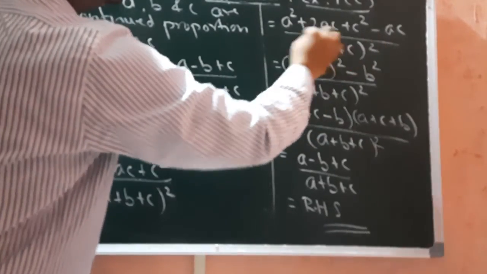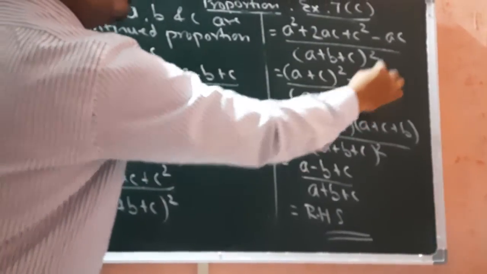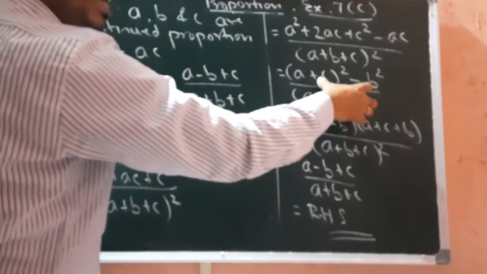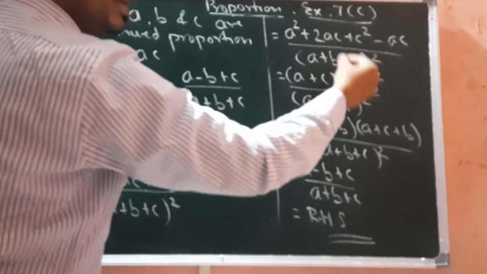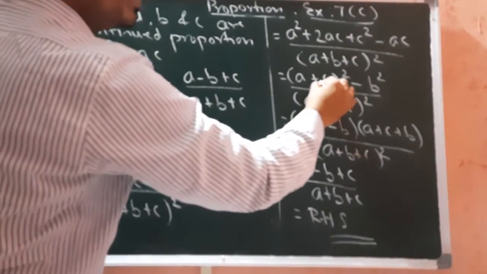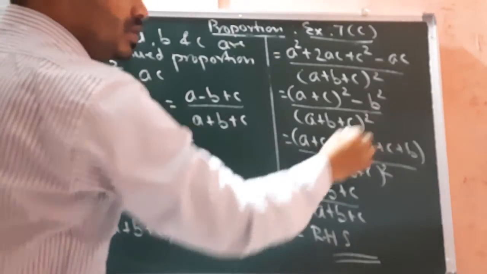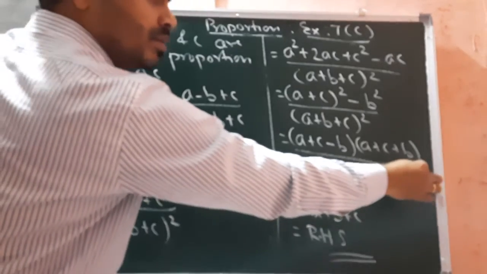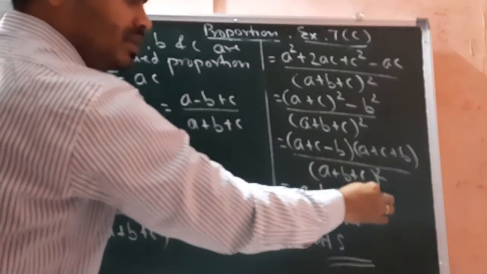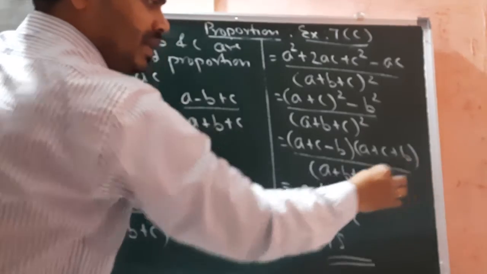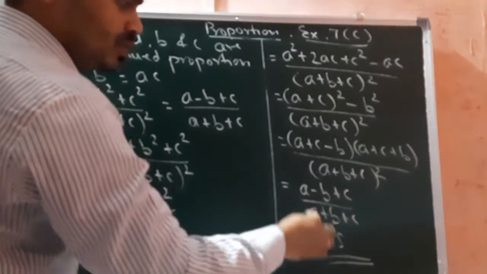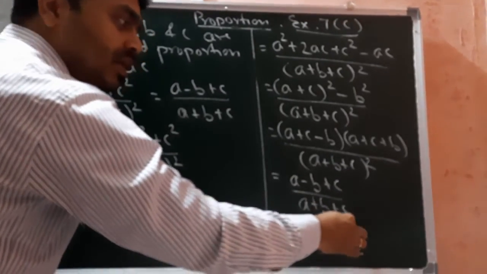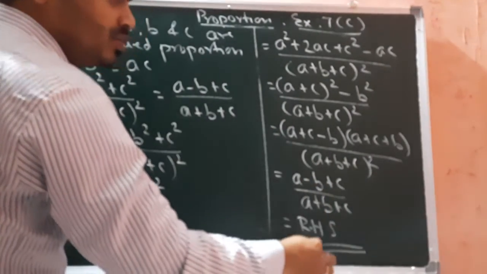Now this term becomes (a + c)² minus, in place of ac we did the substitution of b². Again we are getting one identity, that is a² − b². That formula we are going to use, that is (a − b)(a + b). So (a + c − b)(a + c + b) upon (a + b + c)². Now a + b + c, a + b + c is getting cancelled. So we are getting now (a − b + c)/(a + b + c). What we have to find out, that is your right hand side. So hence proved.